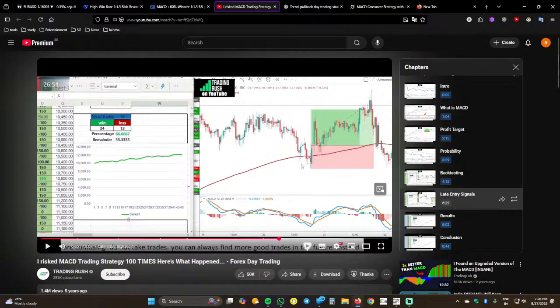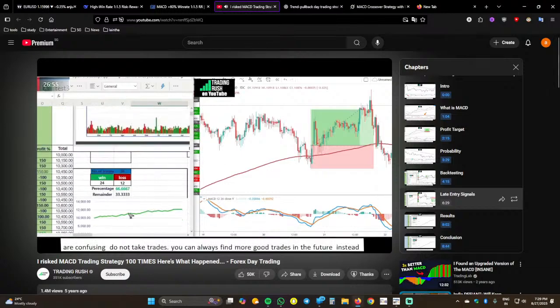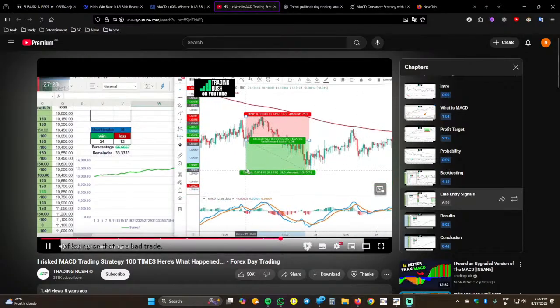So if the entry signals are not clear, for example, the crossover happens too close to the 0, or maybe the price is too near to the moving average. There's something going on there, but we'll continue. There are more good trades in the future, instead of losing on that one bad trade.